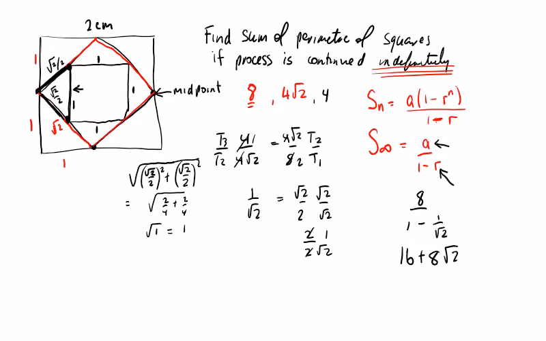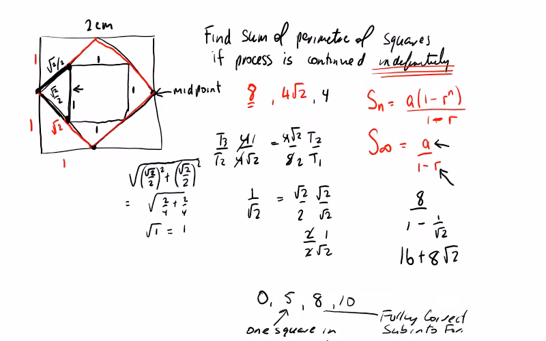And the marking scheme for this is a 10-mark question: 0, 5, 8, and 10. So for 5 marks, you got the length of one side of a new square. So to get the first one, that was one square in. The 8 is fully correct substitution into the formula. And how you could do that and not get 10 is beyond me, but it's possible. So 10 fully correct.